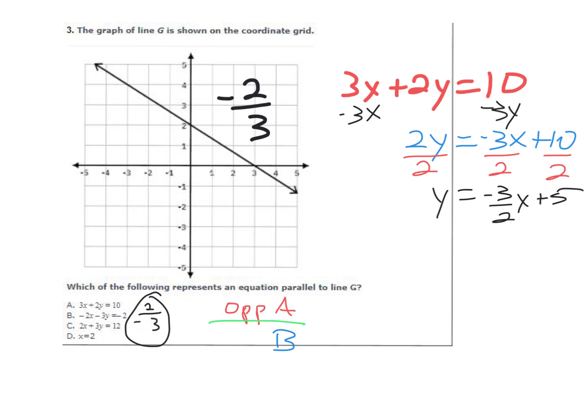So 2 over negative 3 and negative 2 over 3 are the exact same slope. So line B is going to be parallel to this line. Now, if you keep working this one out, you will also see that answer C will also give you a parallel slope. So technically on this review, B or C would be correct.